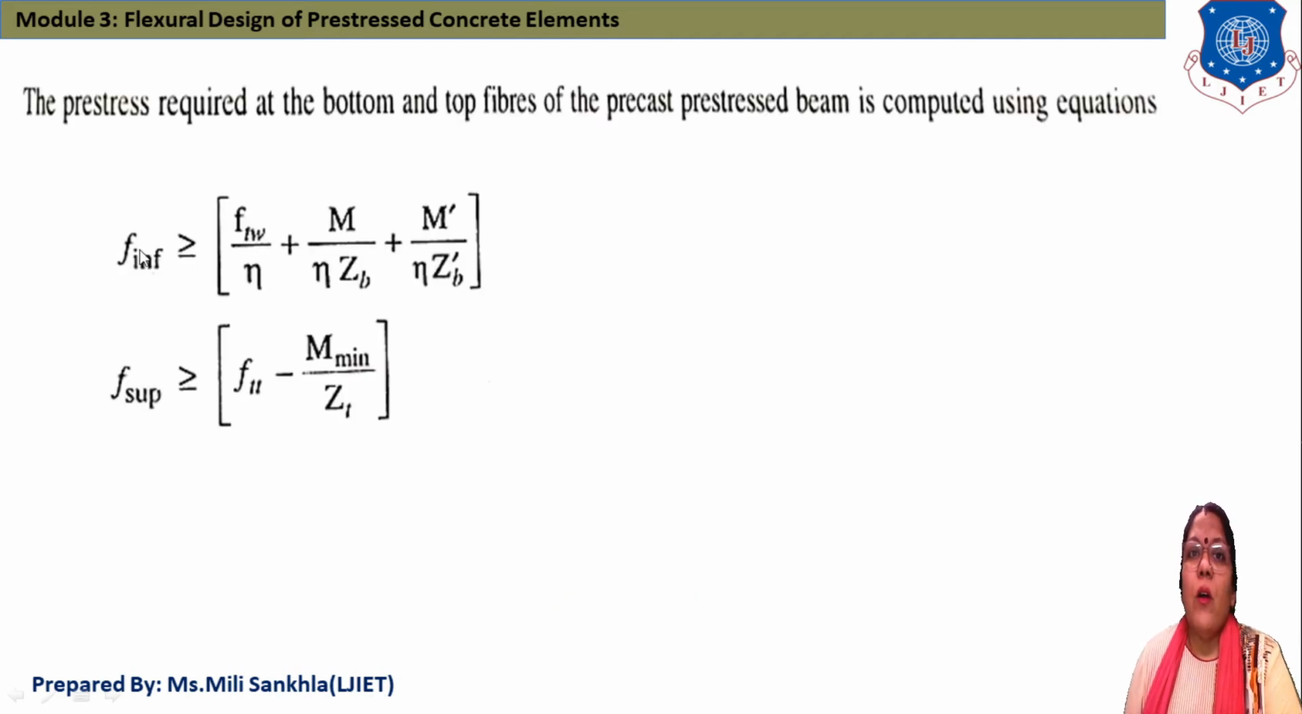Now we find out the prestress for the bottom and top fiber of the precast prestressed beam. First one is the F, that is greater than or equal to f_tw divided by η plus M divided by ηZb plus M' divided by ηZ'b. Now we find the F at the top fiber, greater than or equal to f_tt minus M_min, that means minimum moment, divided by Zt. Now according to these equations we solve the example of composite section design.